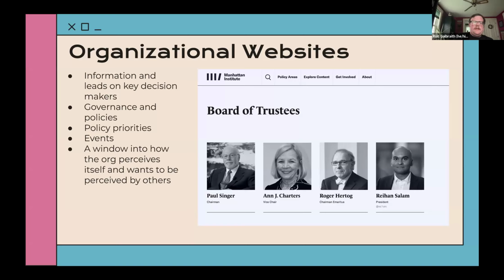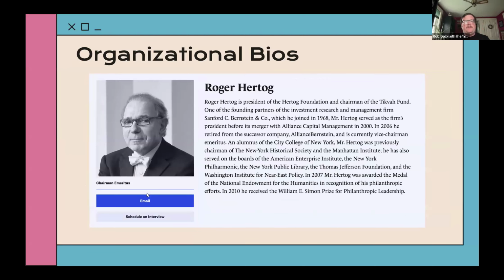We can go to the next slide here to go sort of deeper. So one thing you're going to be really interested in when looking at an organizational website is the bios of their board members. And you can see here, for this example, I chose Roger Hertog, the chairman emeritus at the Manhattan Institute. And this is also an illustration of some of the limitations of only doing your research by these web searches and only relying on organizational websites.